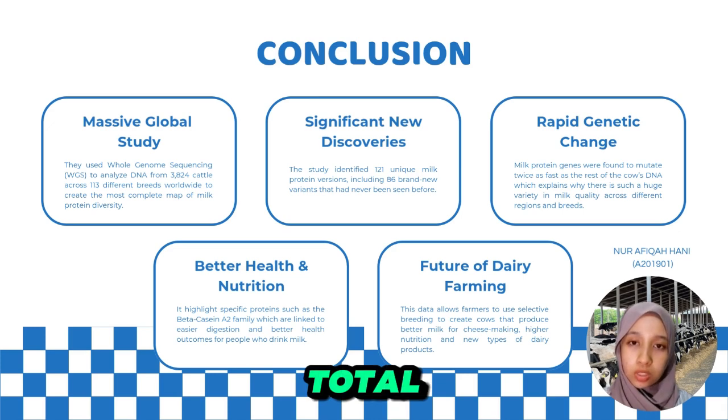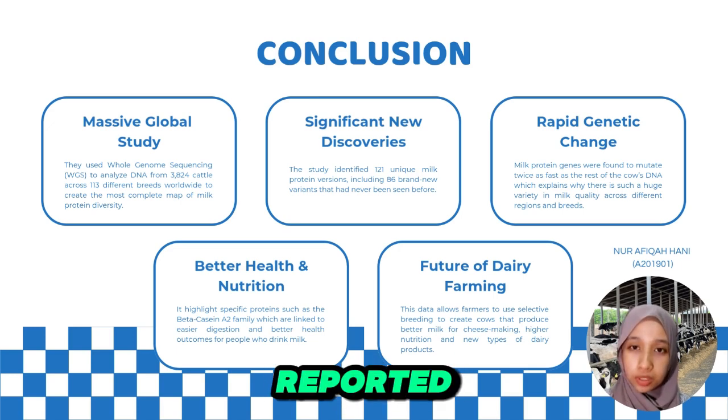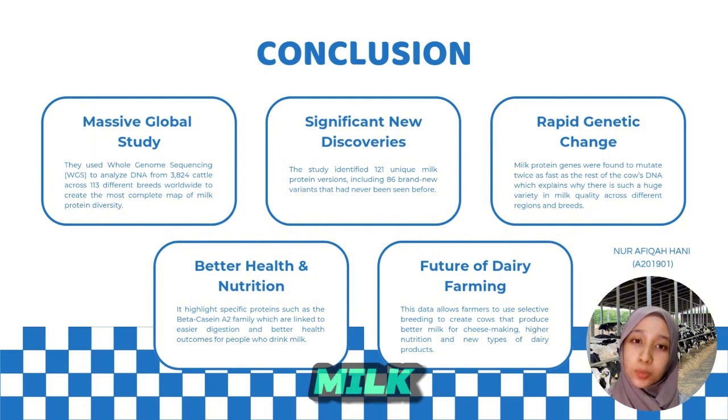They found a total of 121 unique versions of milk proteins. And what's really cool about this is that 86 of these were brand new variants that had never been reported before. And it turns out that milk protein genes actually mutate nearly twice as fast as the rest of the cow's DNA. So this explains why there is such a huge variety in milk quality depending on where the cow is from. So why do you think we should care?